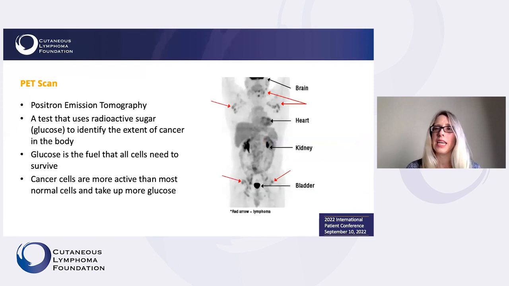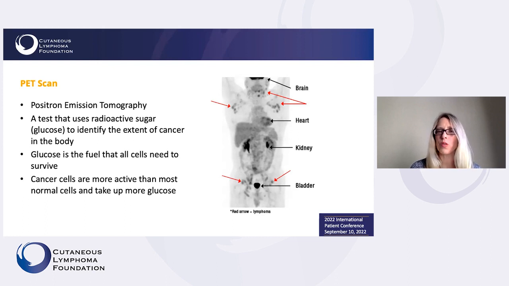A PET scan is a little bit different. The PET stands for positron emission tomography. And that is a test that uses radioactive glucose, which is the main food of all of our living cells, to identify if there is cancer in the body.